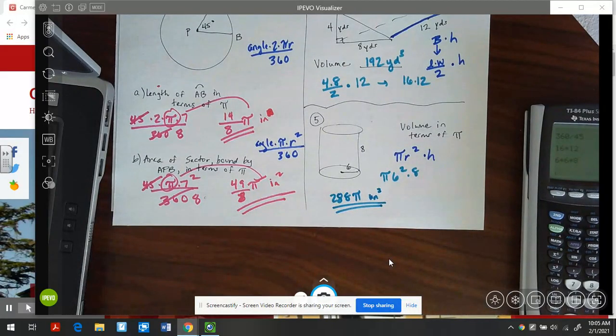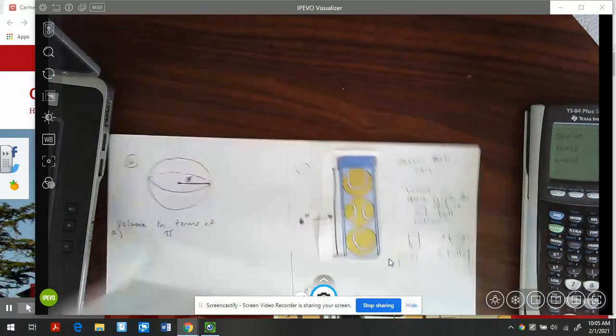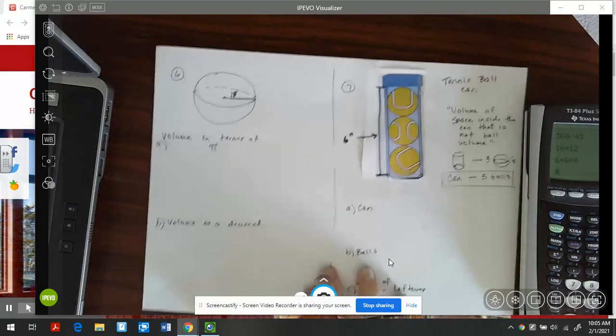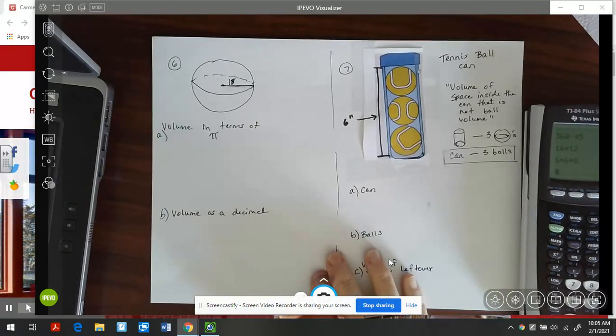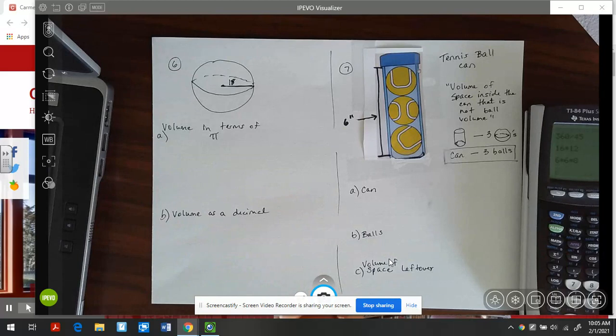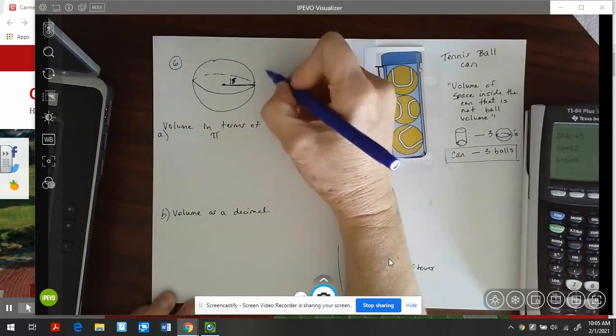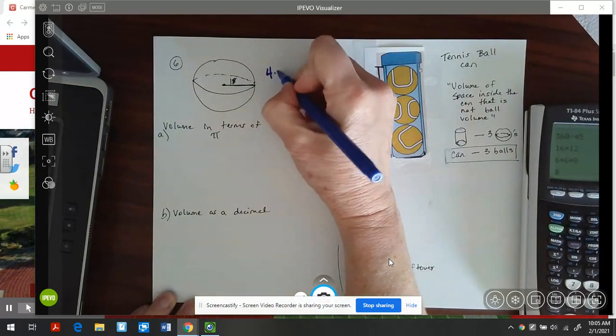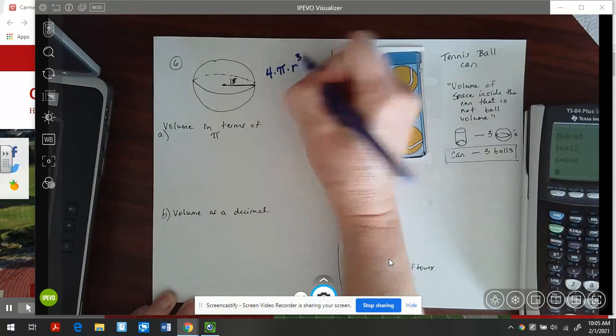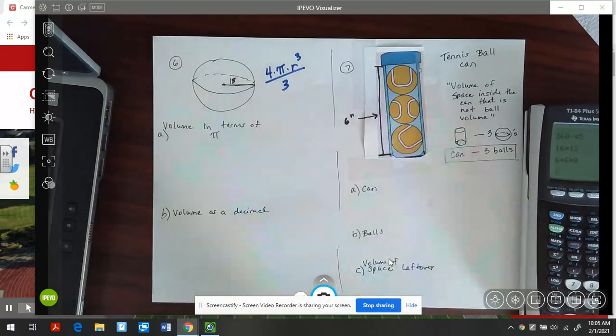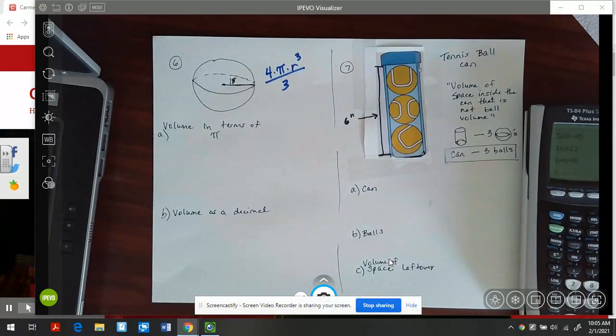Last page. Now this relates to today's lesson. So all the problems on this page have the sphere. So number 6 is the sphere, which looks like a ball. First problem, please find the volume in terms of pi, knowing that the formula for today is 4 times pi times radius cubed, all divided by 3. Find the volume in terms of pi.